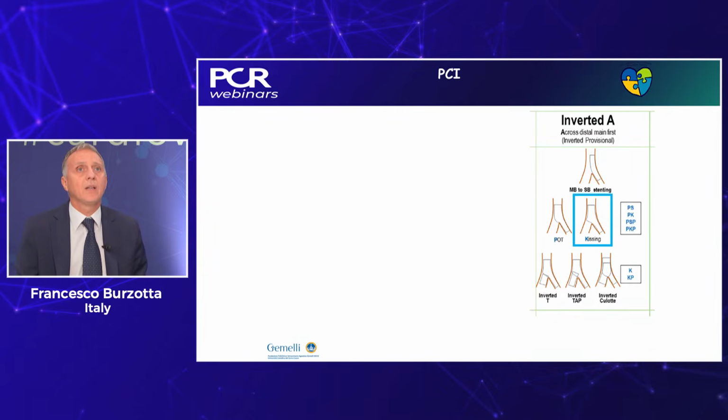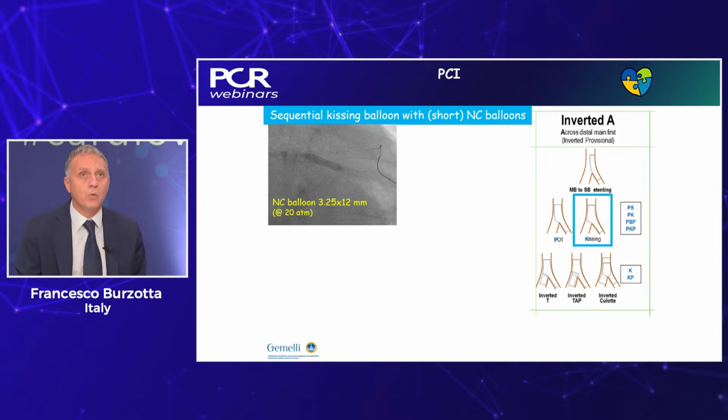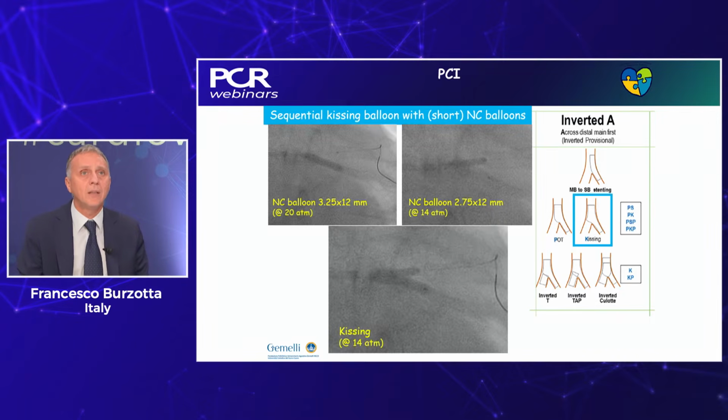When you see this, the next step is the possibility to open up with the sequential kissing. We like very much the idea to do it kissing sequentially and with a non-compliant short balloon. So we performed high pressure dilation on the circumflex, then dilation to check expansion with the balloon inside the LAD, and then the kissing balloon at nominal.